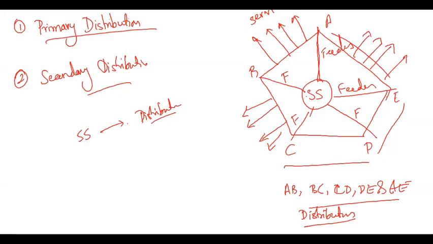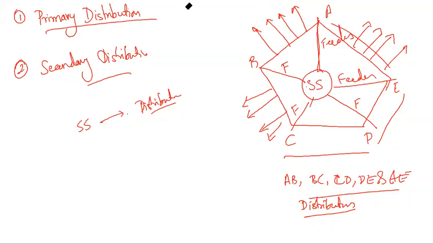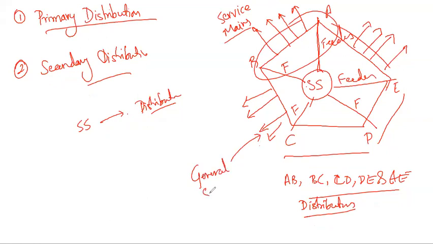Let me write it here. These are the service mains which are connected to it, from the distributor part of the network. This is the general scheme of a distributor network. So this forms the important concept here.